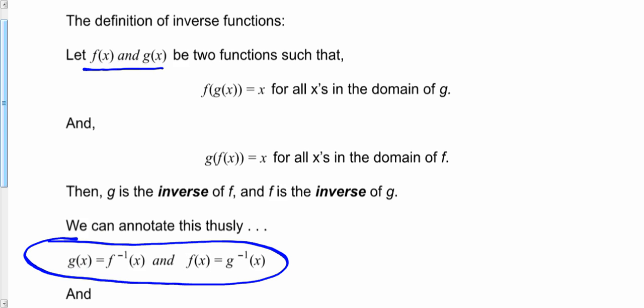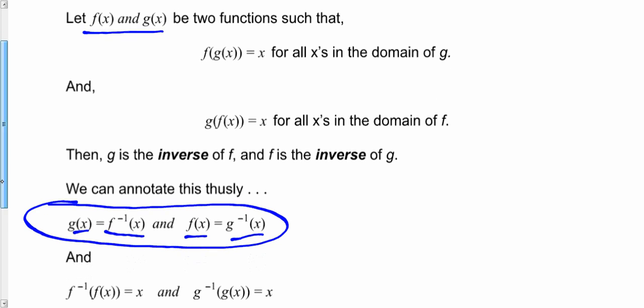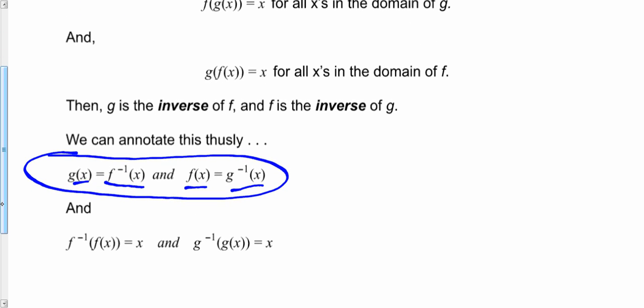So g is the inverse of f. G is the inverse of f, and f is the inverse of g. Okay? What is this down here? Oh, yes. And this is the important part. The inverse of the function applied on x is equal to x.